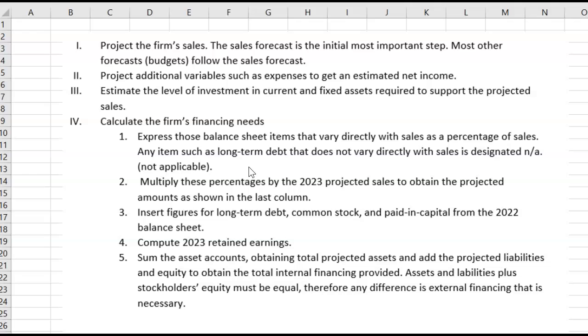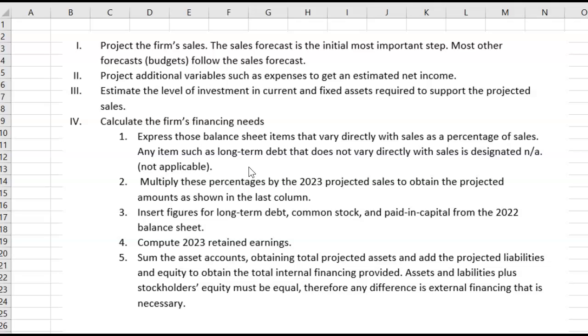In this example here, we're going to actually do them to project what kind of external financing we might need. So are we going to need to take out an additional loan from a bank, or possibly are we going to need to sell additional stock? So this is what this particular exercise is going to walk us through.